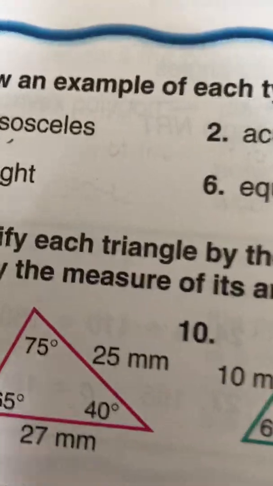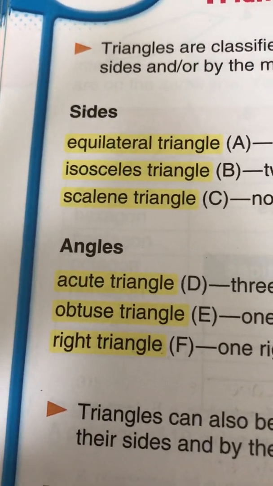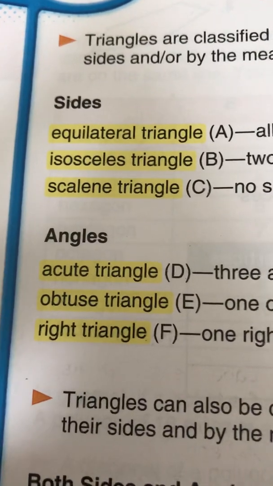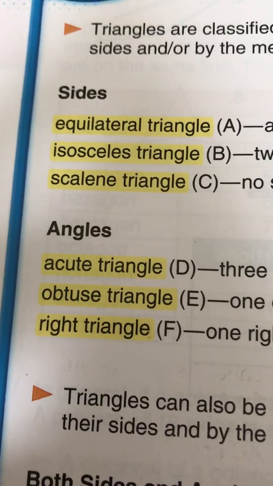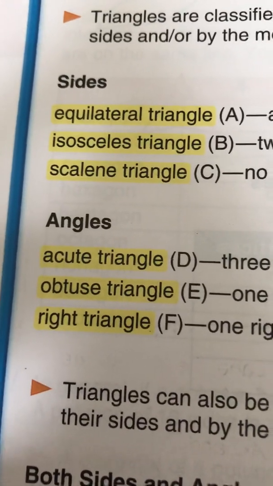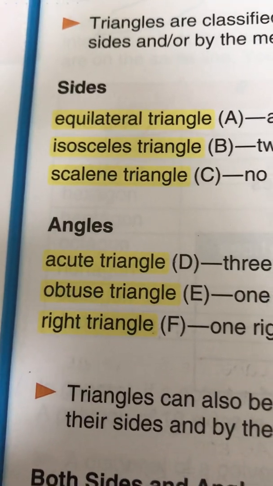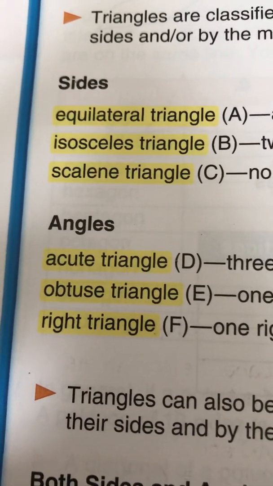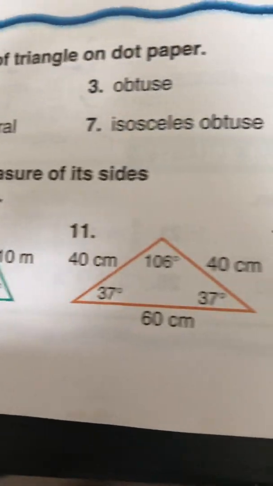So for an example, it could be an equilateral acute triangle. It could be a scalene obtuse triangle. It could be an isosceles right triangle. You just don't know, but you have to have two words, one from the sides, one from the angles, to describe these four different triangles.